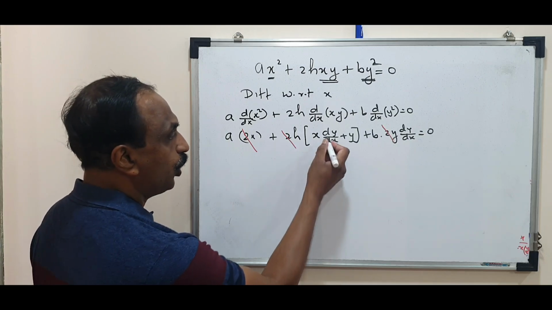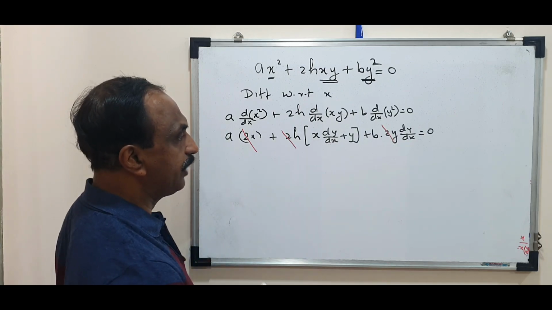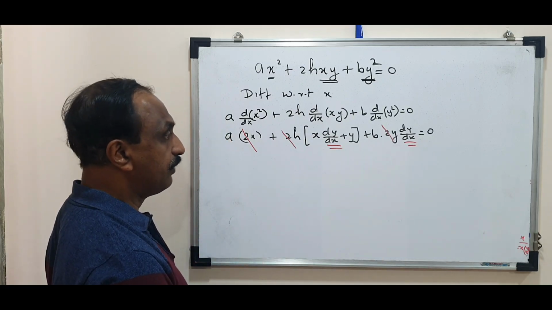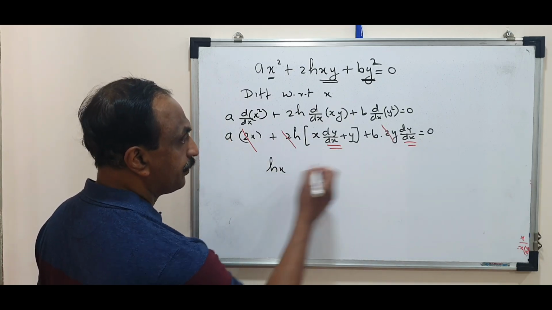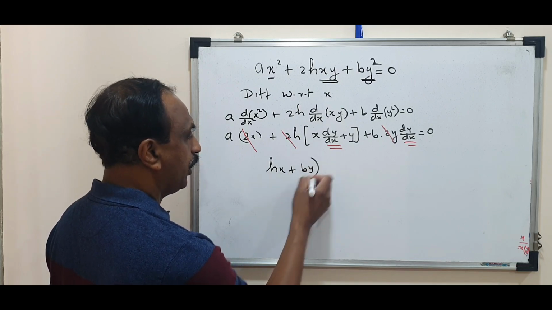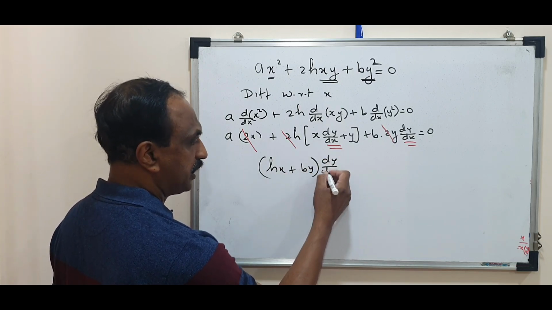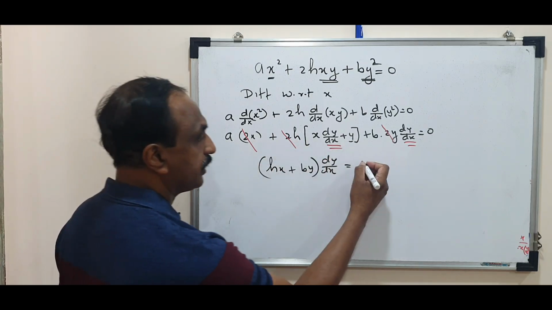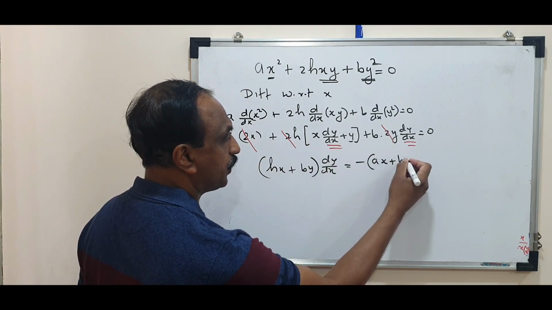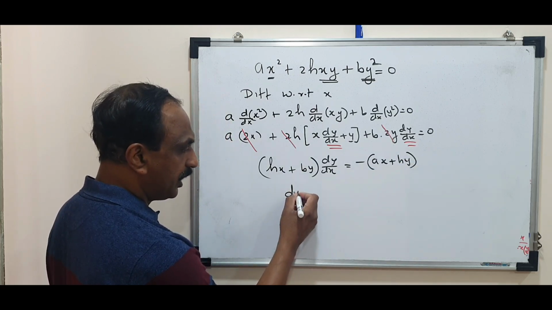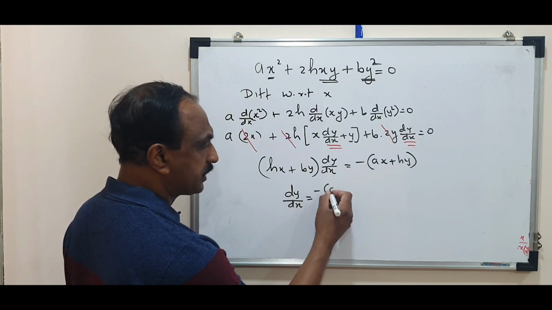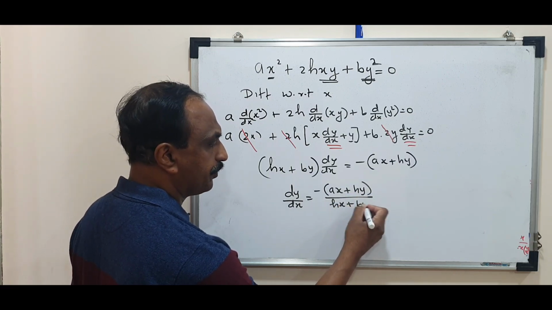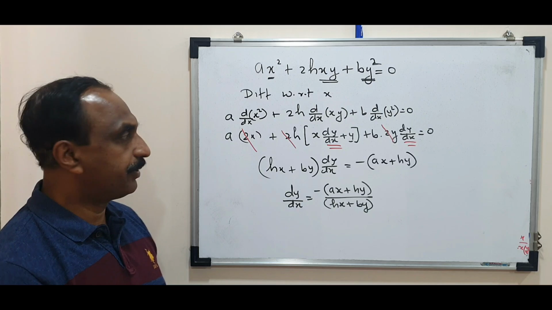And then the coefficient of dy by dx: how many dy by dx terms are there? There are 2 dy by dx terms. What are their coefficients? One is hx, another is by, into dy by dx. The terms without dy by dx are ax and hy, which go with a negative sign: ax plus hy. So your conclusion: dy by dx is equal to minus (ax plus hy) divided by (hx plus by). This will be the derivative dy by dx.